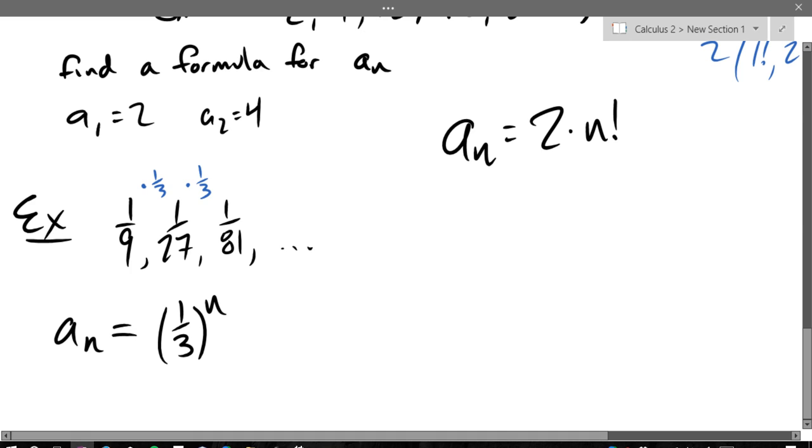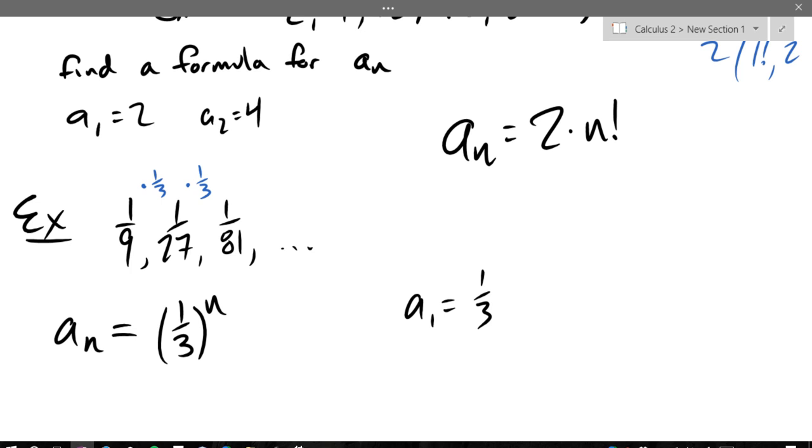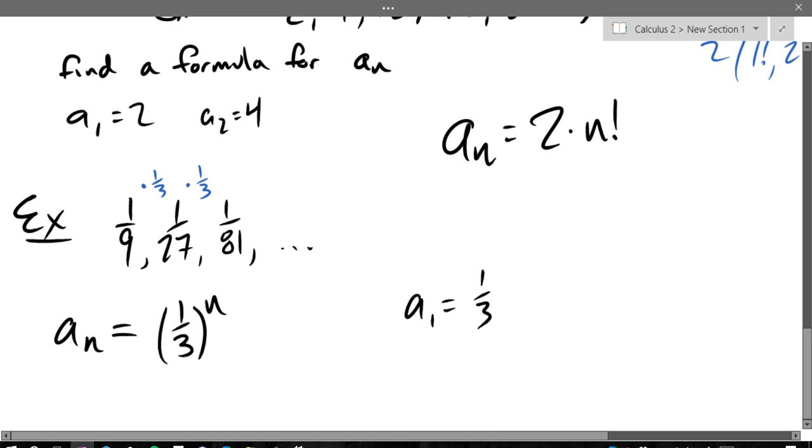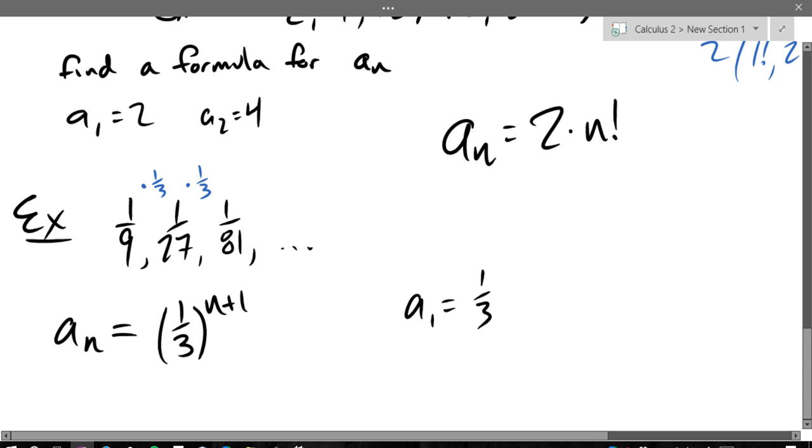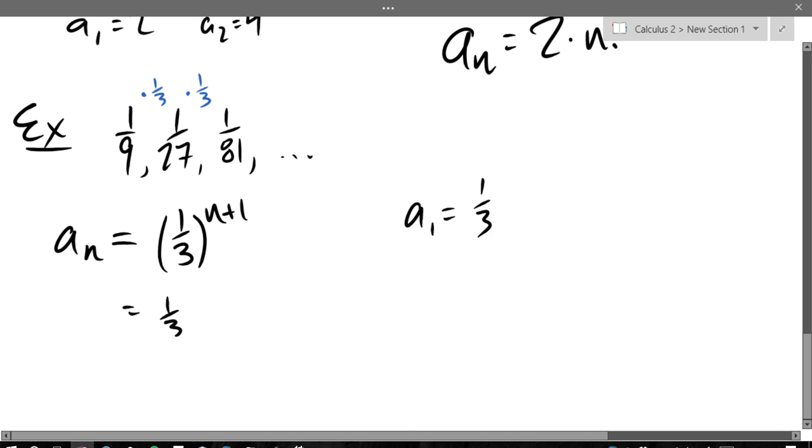Is this actually a 1/9 right now? No, it's 1/3. So how do I get it to be 1/9? So again, there's a few things. I can go n plus 1. I could have multiplied by another 1/3, which would have been the same thing as adding 1 to the exponent. So I need to account for that. So I could have either gone that way or written it as 1/3 times 1/3 to the n. Doesn't matter which way you go, they're the same thing.